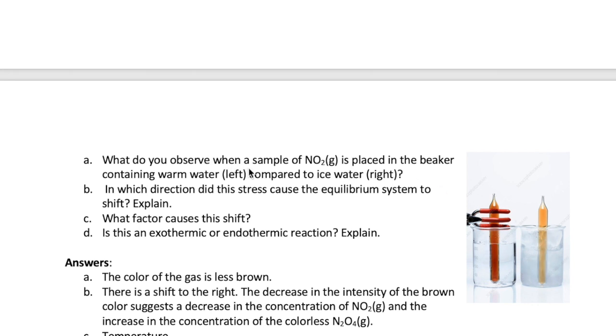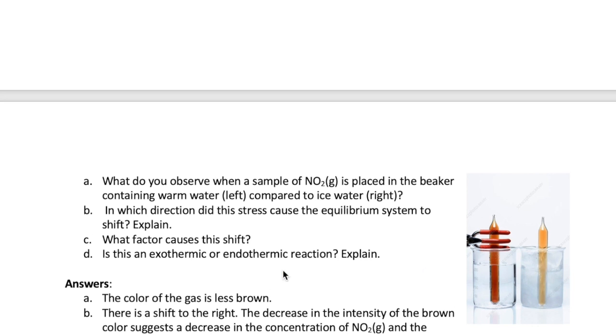But it tells you here as well in the question, what do you observe when a sample of NO2 gas is placed in the beaker containing warm water on the left compared to ice water on the left. What I notice is that when it's in the warm water, it has a very brown color, and when it's in the ice water, it has a much less intense brown color. So that tells me that in here we have a lot of the NO2 gas, and in here we have a lot less of the NO2 gas.